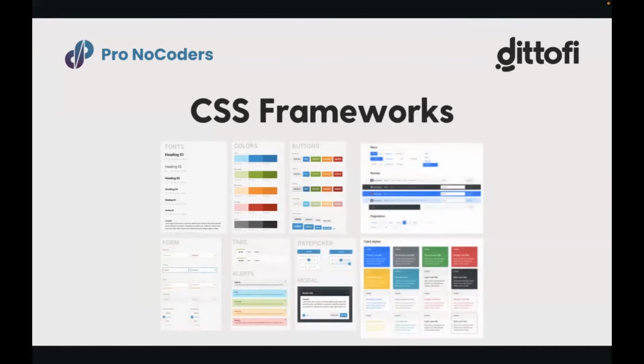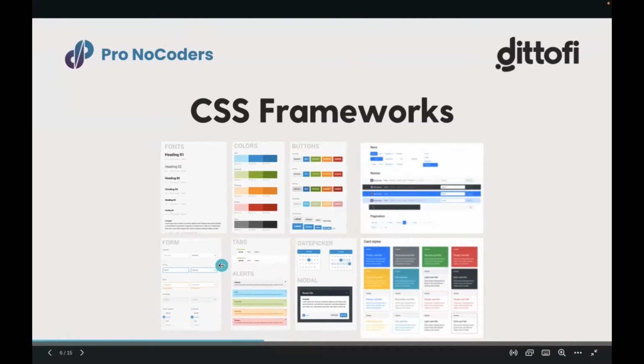In terms of using a CSS framework, as I said here, what you'll get is basically a list of standardized components that you can use within your app. So you can see here some examples. You might get a list of standard buttons you can use, cards, alerts, tabs, and so on that you can put within your app.